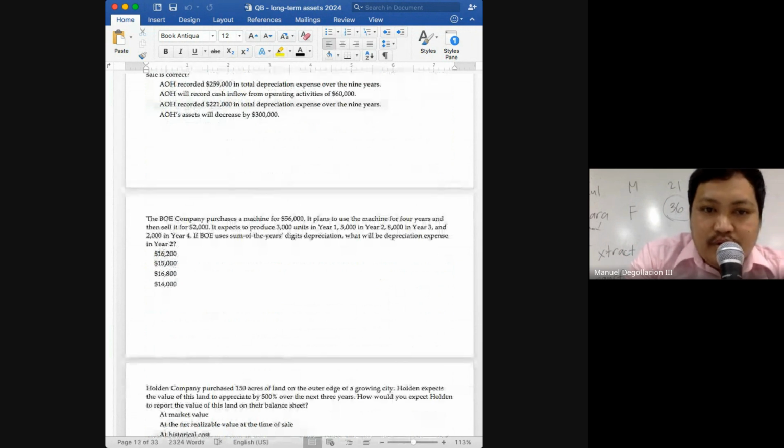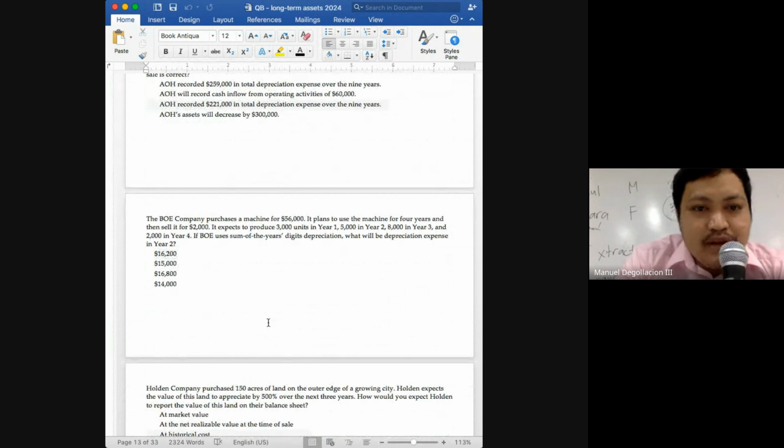Next, the company purchases a machine for 56,000. What method will be used? Can we skip this one? Depreciation expense year 2. What fraction will be used? Useful life is 4. That means the denominator would be 10 and the numerator would be 3 because we are in the second year. So 3 over 10 multiplied by 54. Why 54? We will deduct the residual value. How much is 54 times 3 over 10? 16,200.